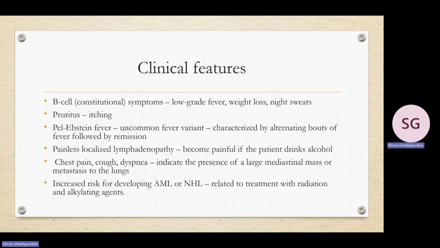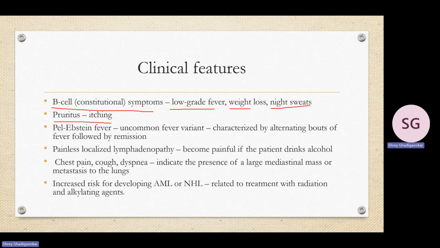So regarding the clinical features, they usually have B symptoms. So these involve low grade fever, weight loss, and night sweats. The night sweats basically involve loss of large volumes of water during the night, and the patients may complain that they have to change their clothes several times because of the large amount of sweat that they produce. You also have pruritus, itching, and this is mainly due to the cytokine involvement in Hodgkin lymphoma.